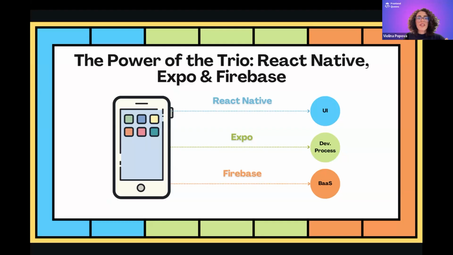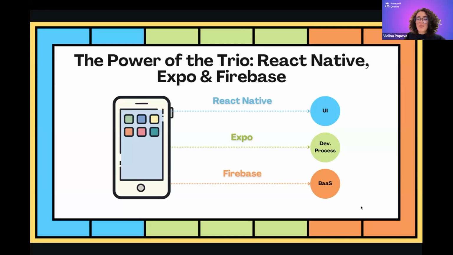In essence, React Native handles the app's UI and logic. Expo streamlines the development process and provides access to device features. And Firebase offers a robust and scalable backend infrastructure. Together, they form a powerful trio for building modern mobile applications.